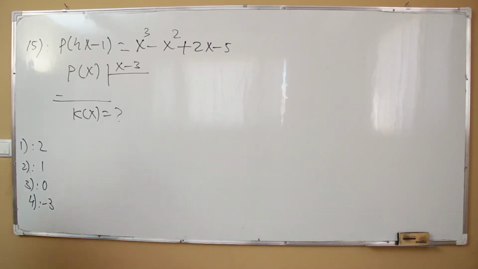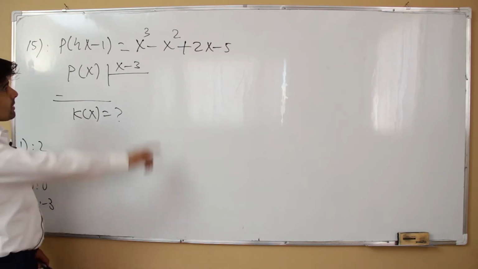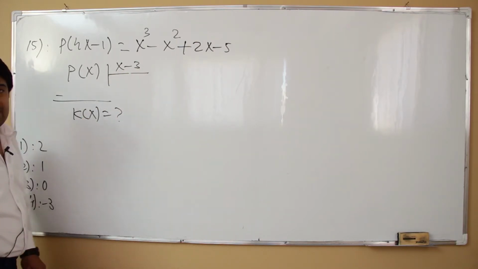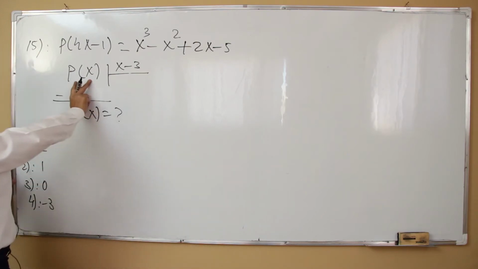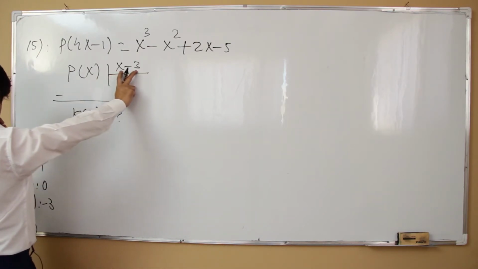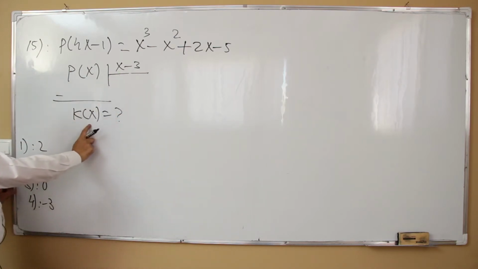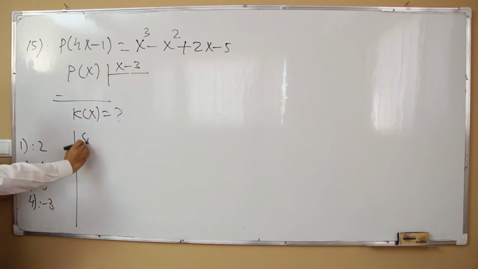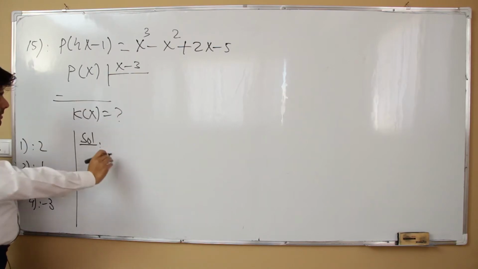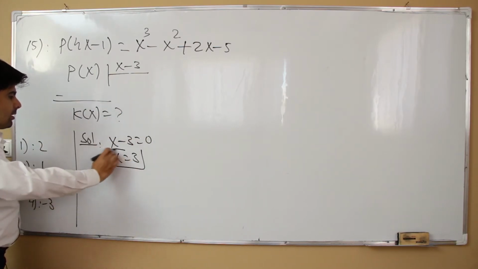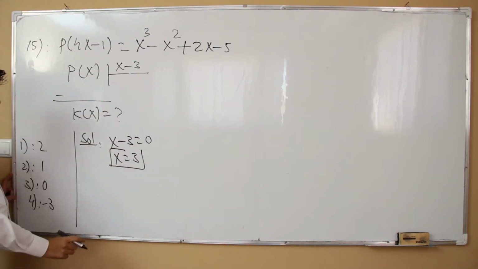Question number 15. P 4x minus 1 is given. Px is divided by x minus 3. Now what Kx is? This polynomial is divided by a binomial, a linear binomial. Now how to find the remainder? I think the divisor should be equal to 0. Yes, it's right, sir. Then instead of x you have to put 3.